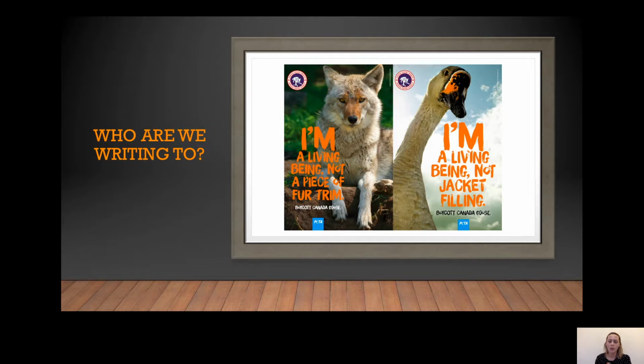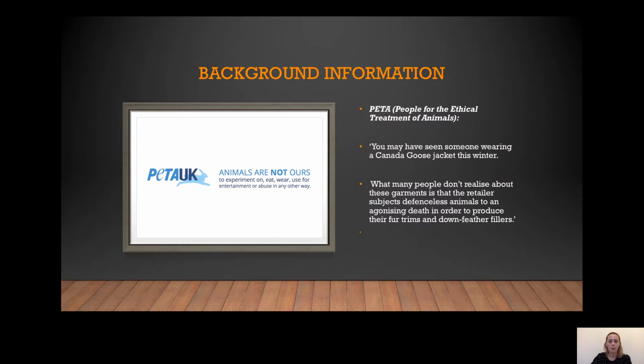Let's have a look at what the problem is with Canada Goose, according to lots of people. So PETA say, you may have seen someone wearing a Canada Goose jacket this winter. Now remember, PETA campaigns for the fair and the ethical and the humane, which means kind, treatment of animals. They go on to say, what many people don't realise about these garments, so these clothes, is that the retailer subjects defenceless animals to an agonising death in order to produce their fur trims and down feather fillers.